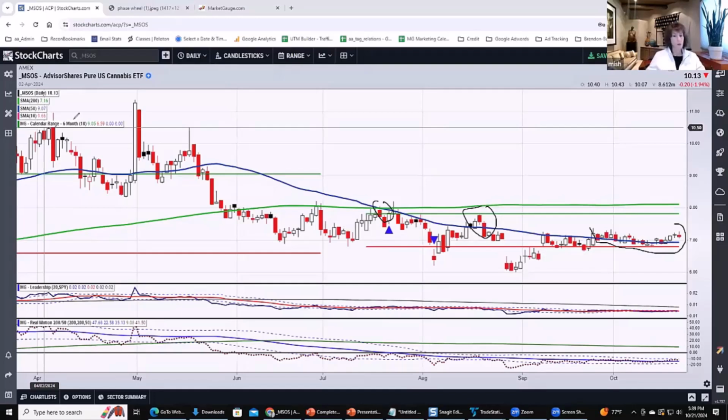So I like to use slope. Don't even worry about the physics of it. Just think slopes down, kind of weak, slopes up, better. Now let's go to where we are right now. So right now, cannabis broke back out over the 50, but look at the slope on the 50 right now. It's not up, but it's not down. It's neutralizing.